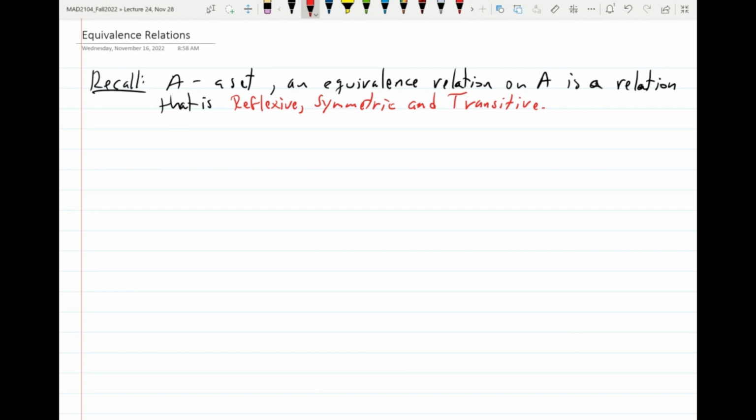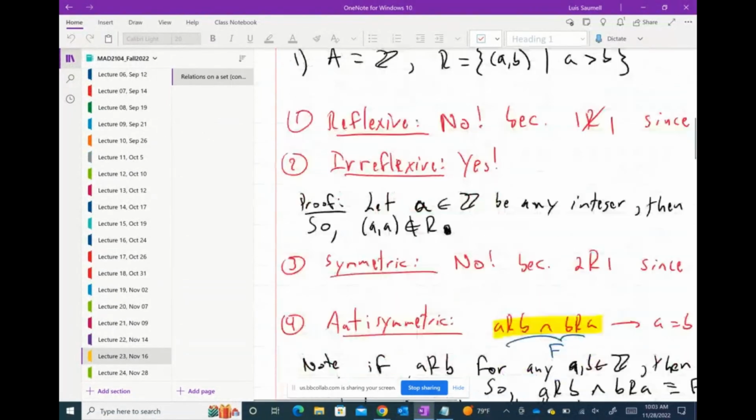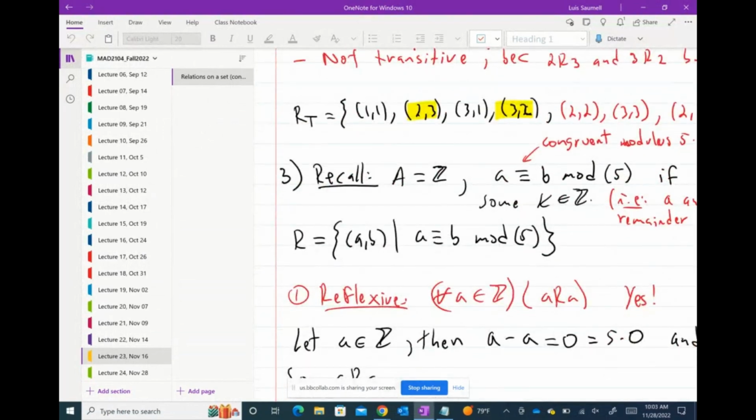But what was our main example for an equivalence relation? So suppose that A is the positive integers. What was an equivalence relation that we established in this? Which one did we do, mod 5 or mod 7? Let's see. We did mod 5. Okay, so let's use this one. So a is congruent to b mod 5.